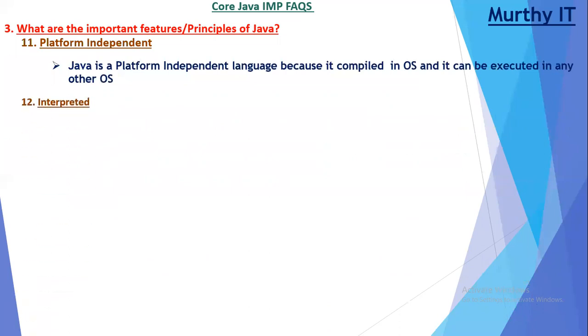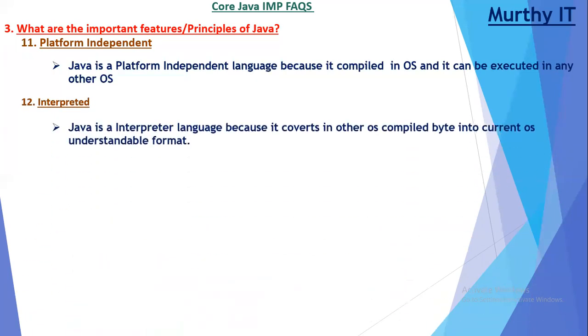Next, interpreted. What do you mean by interpreted? Java is an interpreted language because it converts bytecode compiled on another OS into the current OS. We compiled our .java file in the Windows operating system. If you want to execute it on Mac OS, then in the JVM there is an interpreter. That interpreter converts it into a format understandable by the current OS. That's why Java is interpreted. The interpreter exists in the JVM.